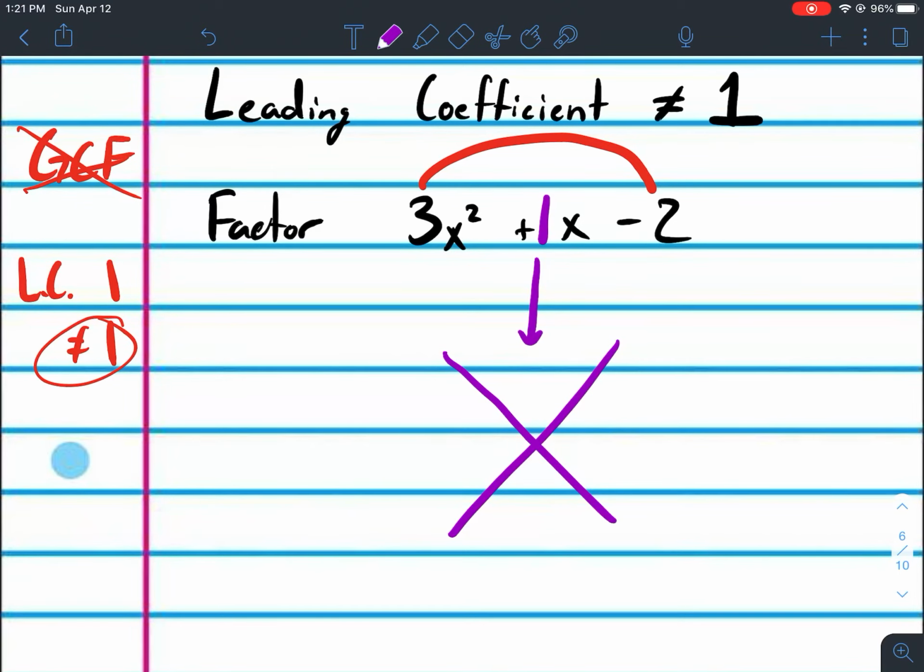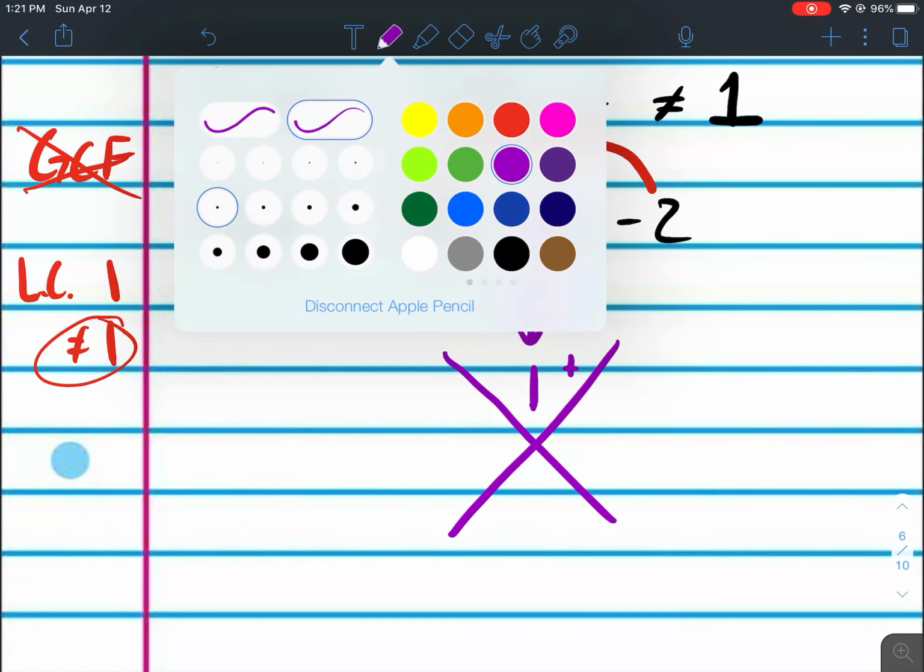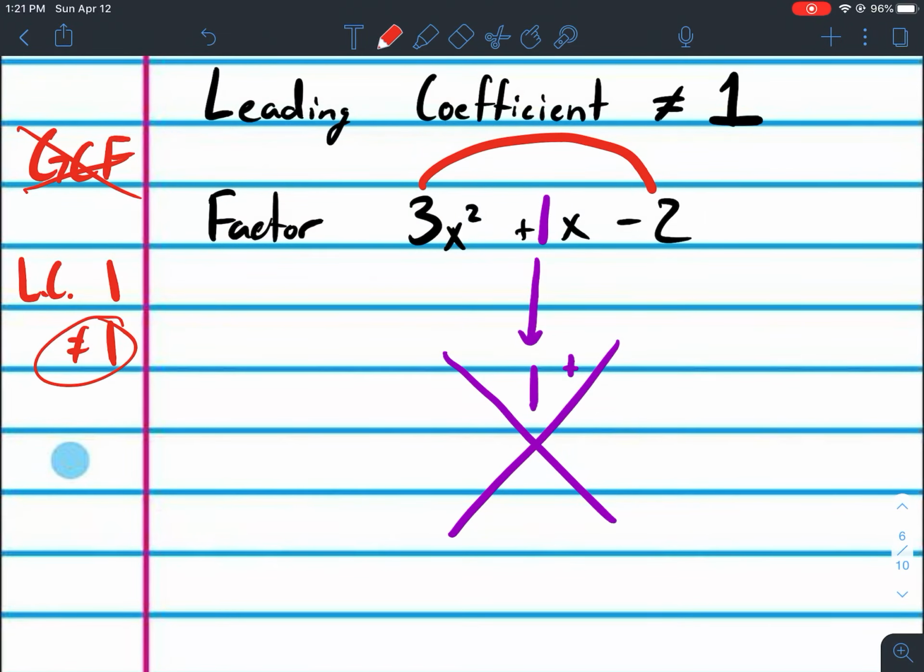So now, once you draw the umbrella, it's almost just like the last one. You bring this first number right here. So this is what I'm going to add to these. And then what is 3 times -2? So I'm going to bring that number, -6, right here. So you want to multiply these. And then I'm going to figure out, what two numbers add to 1 and multiply to -6? What are those numbers? 3, -2.